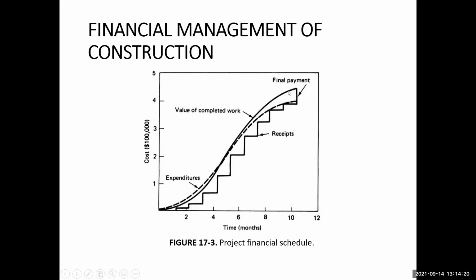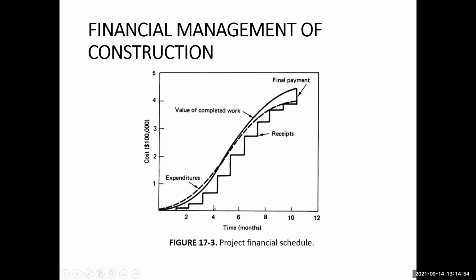And then this solid line curve is the value of the completed work, that means how much work we have completed, and then we can plot it on this graph with the passage of time. So we can get this solid curve over here. All this information we can plot with the help of the CPM or directly from the project planning and scheduling software. But on the same graph, we can also plot the receipts curve.